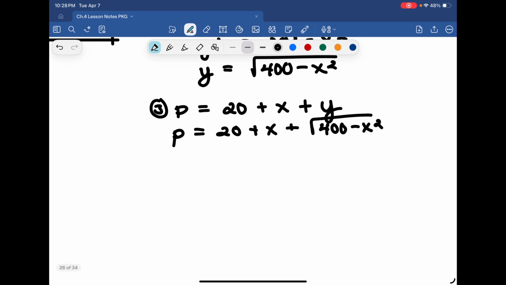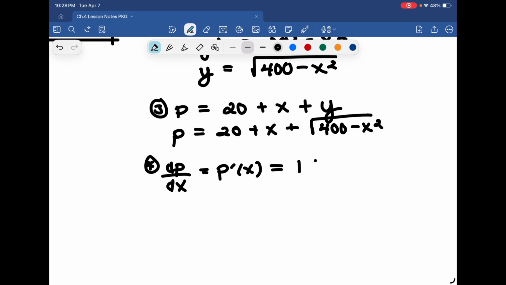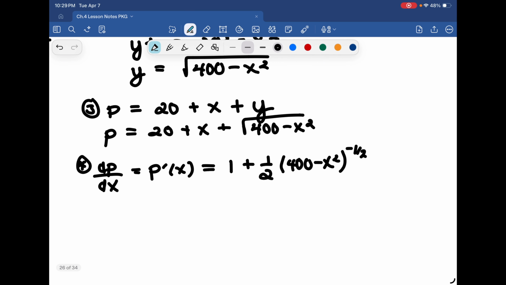Now, to figure out the critical numbers, remember, we're going to have to do our derivative. So for step number 4 here, I'm going to go dp over dx, or what I could write as p prime of x, is equal to: derivative of 20 is 0, derivative of x is 1, derivative of the square root of anything is going to be 1/2, bracket, by chain rule, keep the inside, subtract 1 from the exponent, and then multiply by the derivative of the inside. Now, just as we've seen in the past problems, sometimes you can actually cancel out the 1/2 and the 2 if the inside derivative is 2.